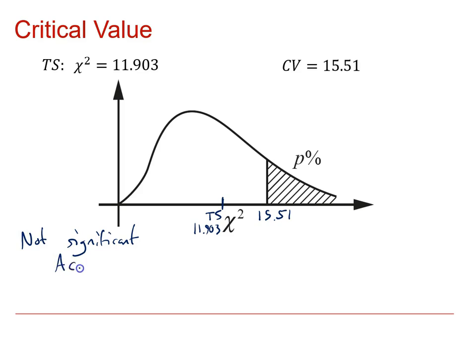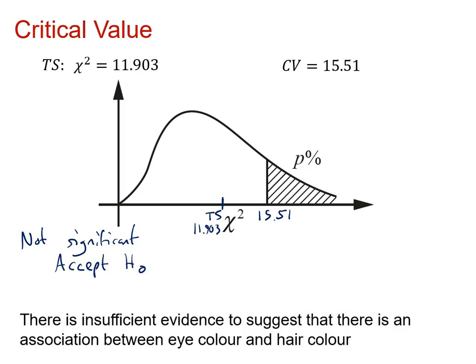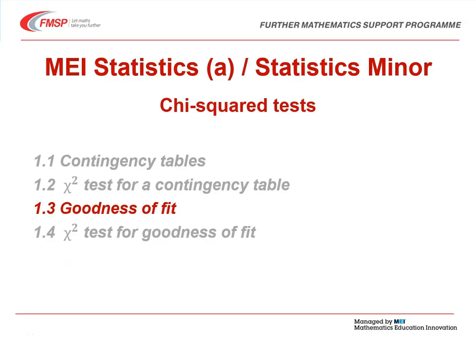So we accept H0, and our conclusion is that there is insufficient evidence to suggest that there is an association between eye colour and hair colour. That conclusion should never be definite in conclusion, and note that there is not evidence that there is no association. There is simply insufficient evidence to suggest that there is an association. That is an important point. In the next video, we're going to be looking at goodness of fit.